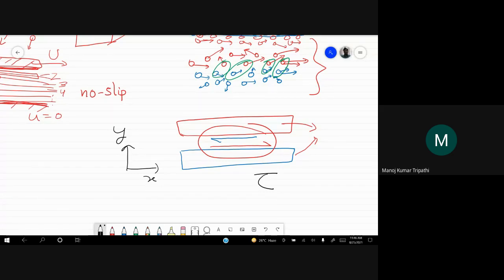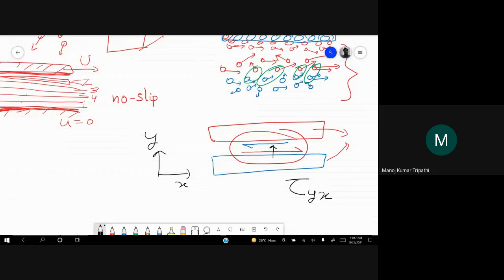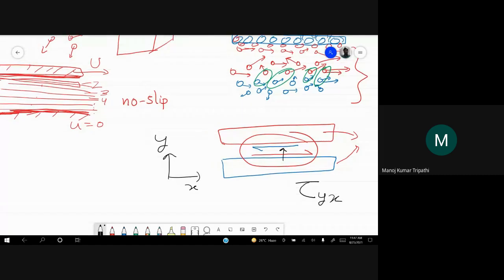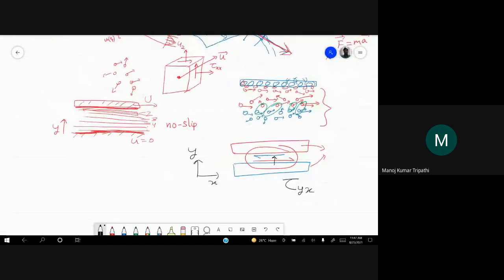So the normal to this surface is y direction. That's why the first subscript should be y. And the force is acting in the x direction. So the second subscript is x. Tau yx, we can see that this is a shear component. But the viscous forces need not always be tangential or shear components. They can be normal also. That we'll see later on. In this example, the viscous stresses are shear stresses.